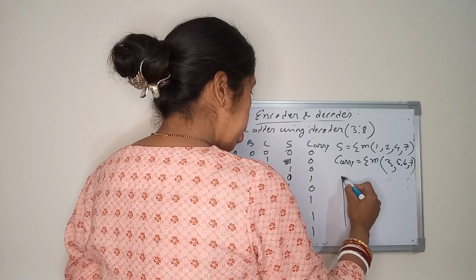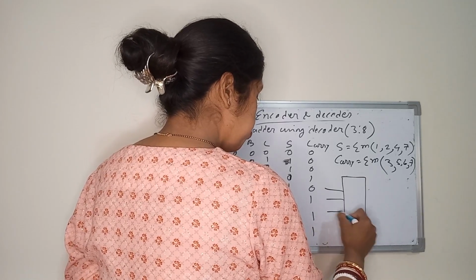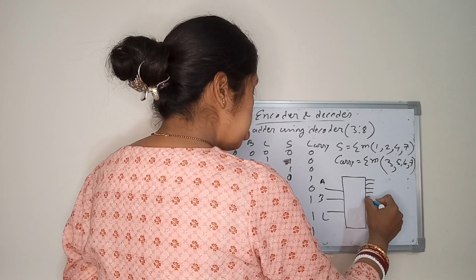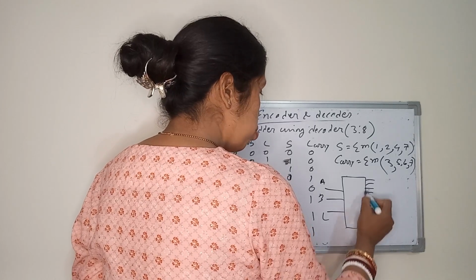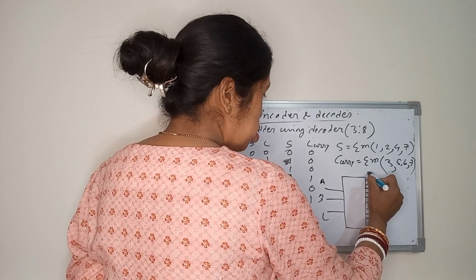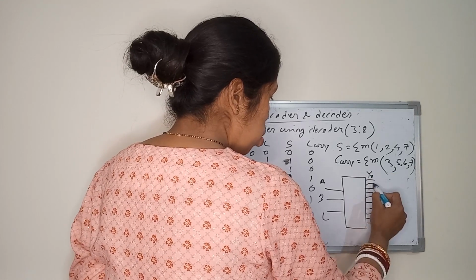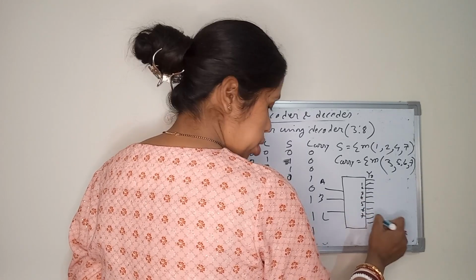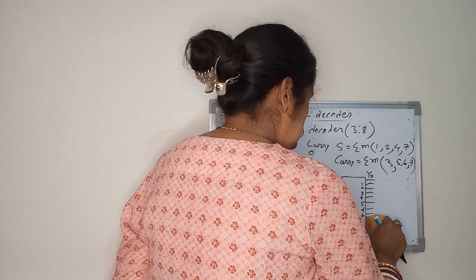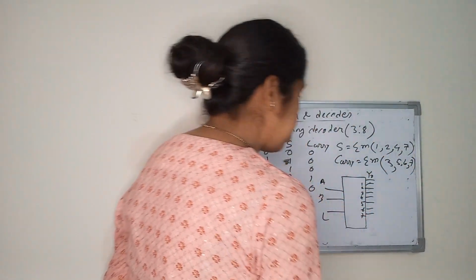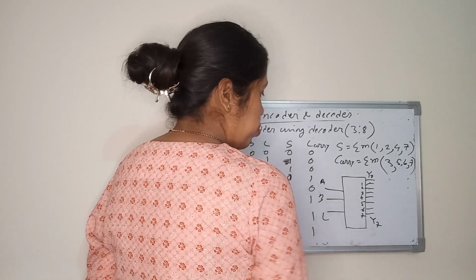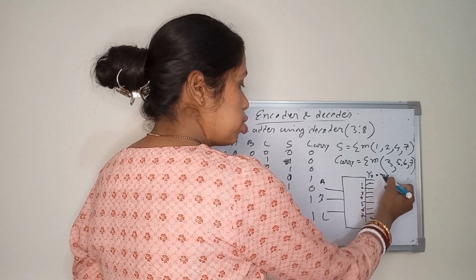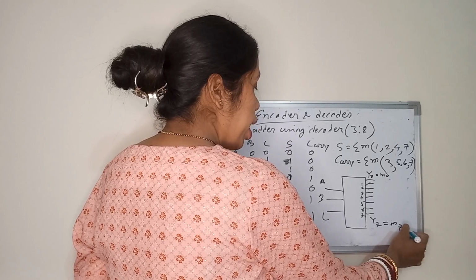Now if you draw the 3 to 8 decoder, you have the 3 inputs. So if these are A, B, C, my 3 inputs, you will get a total of 8 outputs, right? Suppose they are Y0, Y1, Y2, up to Y7, a total of 8 lines. We have already discussed that Y0 is like min term M0, and Y7 is like min term M7.